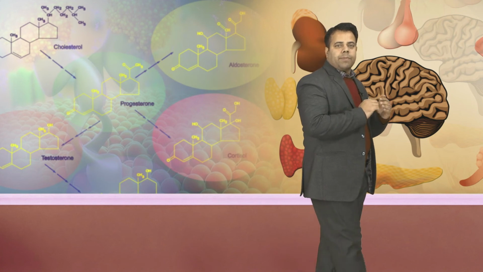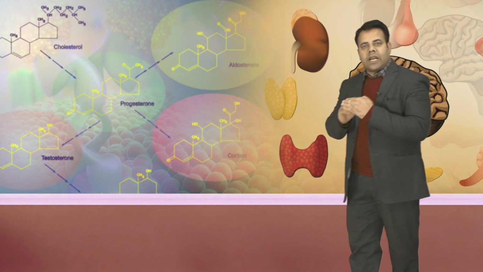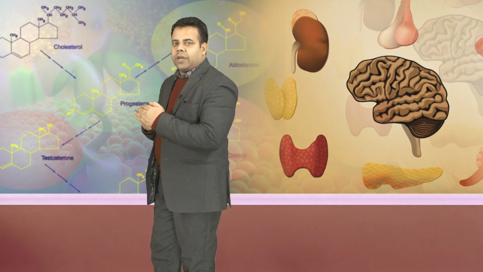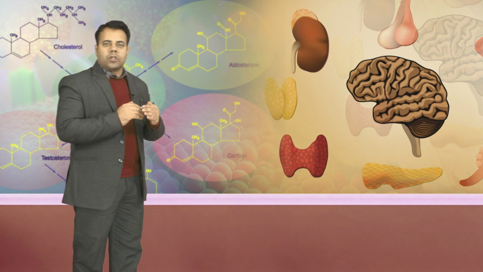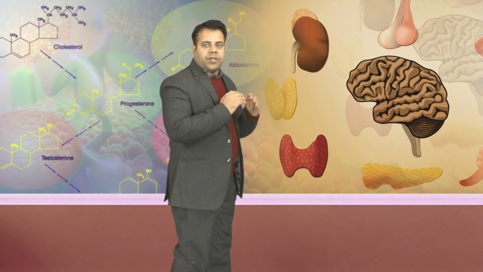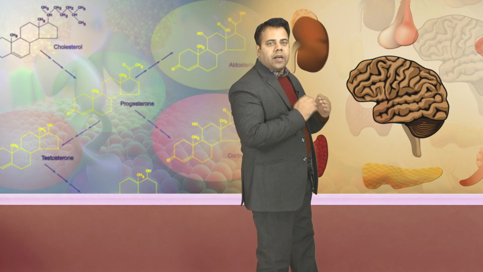Novel formulations of receptor-specific hormone ligands are now being clinically developed, resulting in more selective therapeutic targets. Modes of hormone injection like phenytoin may also determine therapeutic specificity and efficacy. Improved hormone delivery systems, including computerized mini pumps, intranasal sprays, pulmonary inhalers, depot intramuscular injections, and oral peptide formulations will also enhance patient compliance and improve ease of administration. Insulin delivered by inhalation has already been approved for use, and many others are under investigation.